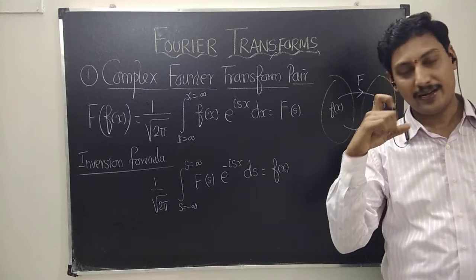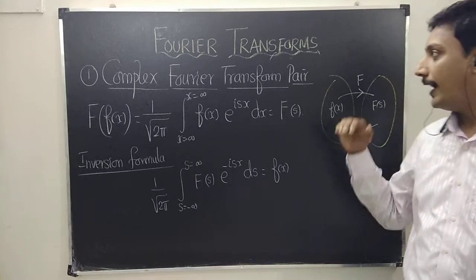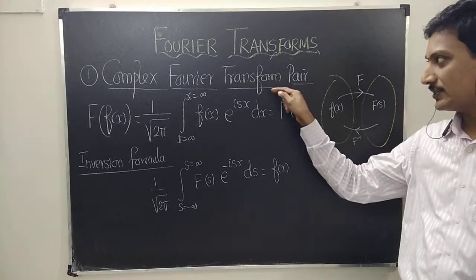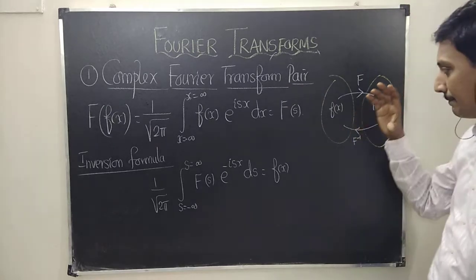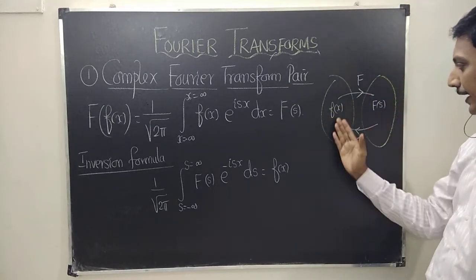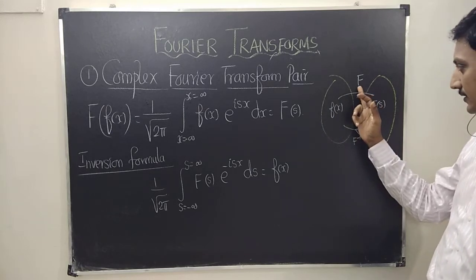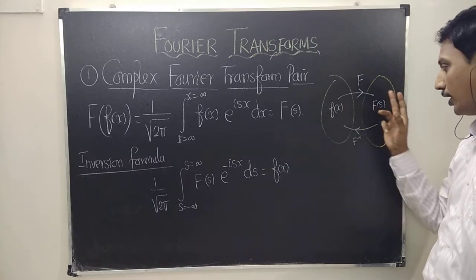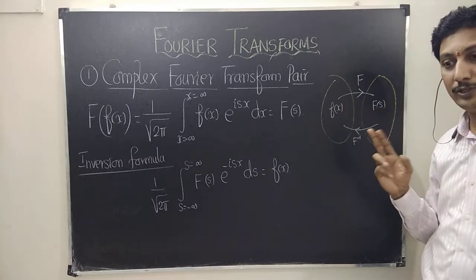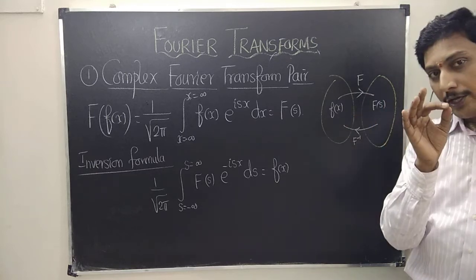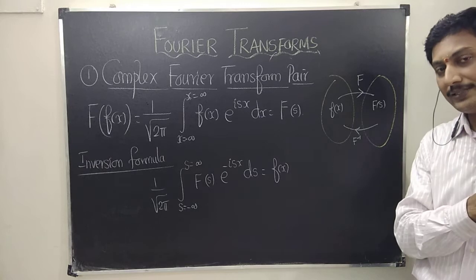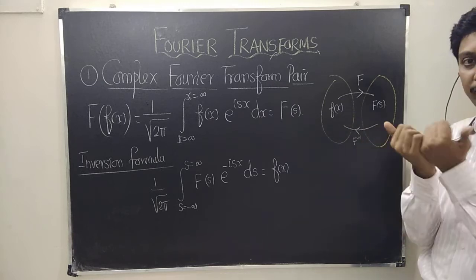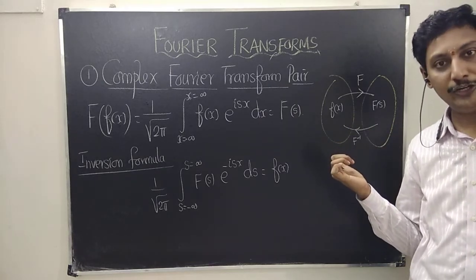The first pair, the formulae under this Fourier transform, is the complex Fourier transform pair. What is a Fourier transform? It's a mapping between two sets. The input is f of x, and the outcome of the Fourier transform is f of s. s is the parameter. So the inputs and the outputs are in two different parameters, two different variables. This is the huge difference between the existing ordinary transforms and this Fourier transform. This can be defined for the whole real line, minus infinity to plus infinity.